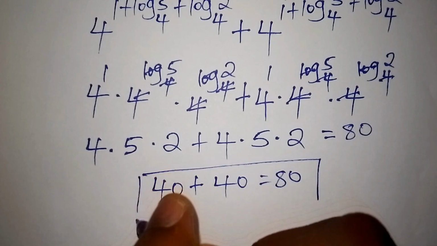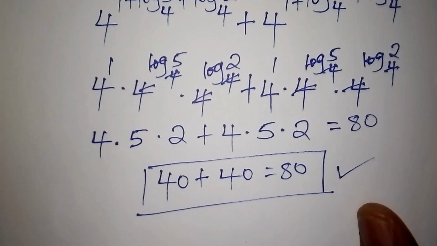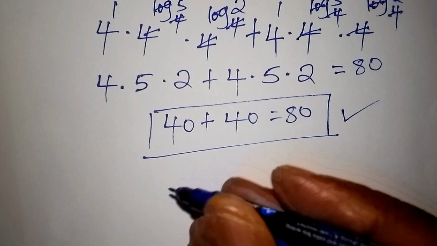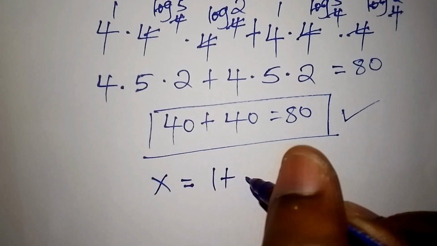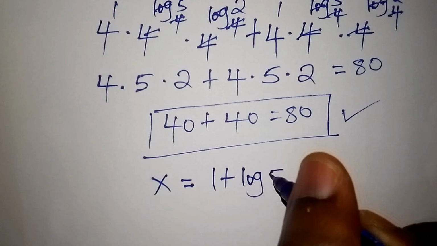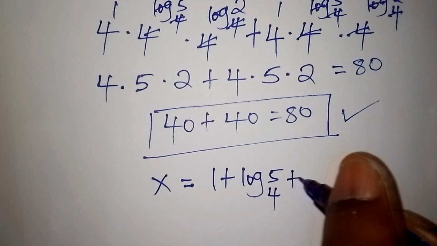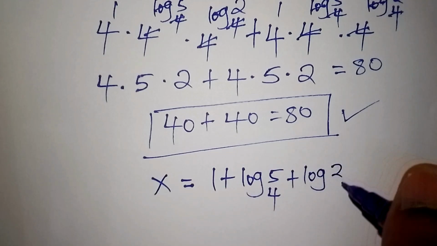Therefore, we conclude that the answer that we got is correct, by saying that the value of x in its simplest form is equal to 1 plus the log of 5 to the base of 4 plus the log of 2 to the base of 4.